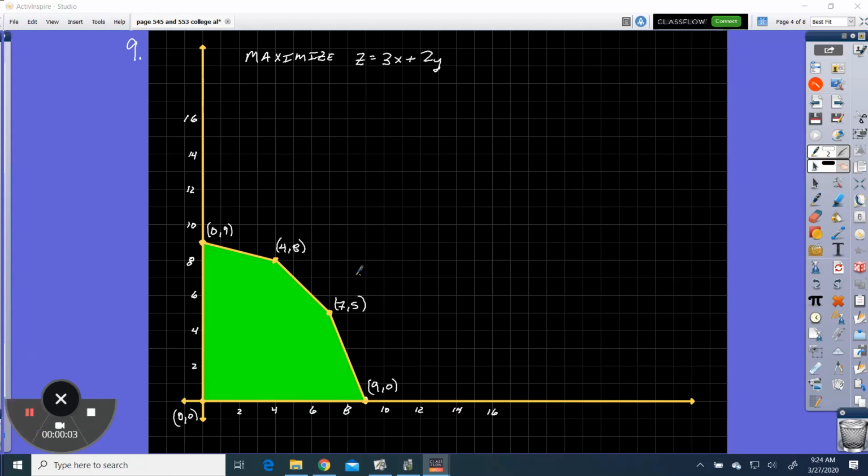Okay, so this is page 553, section 6 in chapter 5. So I'll go through some of these problems. The first one is number 9, and it has a picture that looks like this.